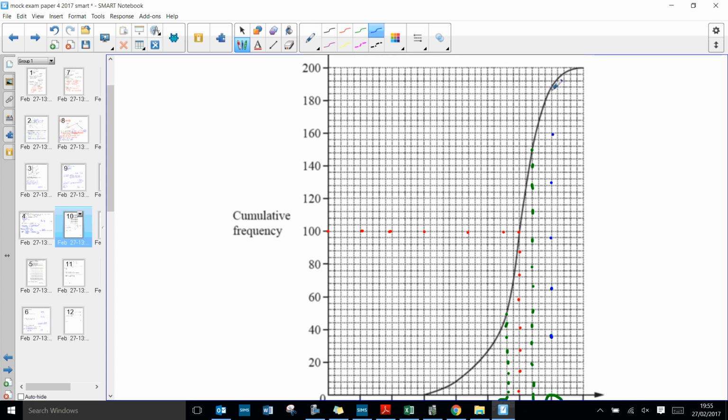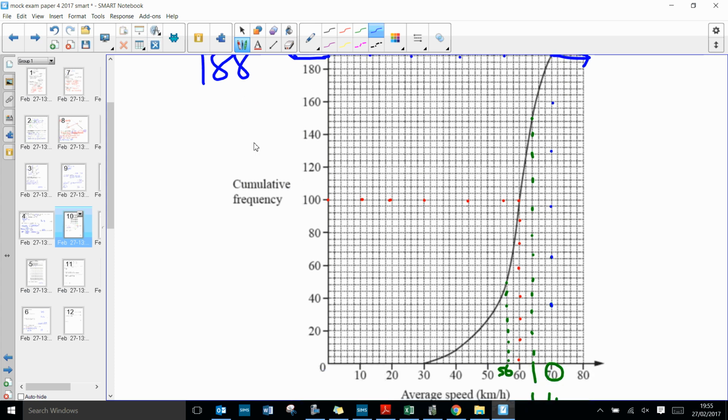That's here. Then we read across to here. Now, here, this is where some people made an error. This gap here is actually worth 20. So each of these is worth 4. So this value here is actually representing 188. Now the people who had more than 70 miles an hour would be these people here, which is 200 take away 188, which is 12.